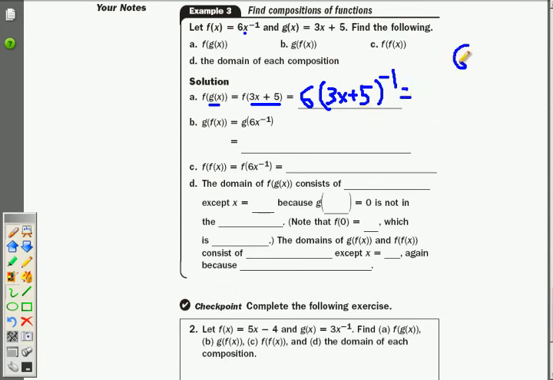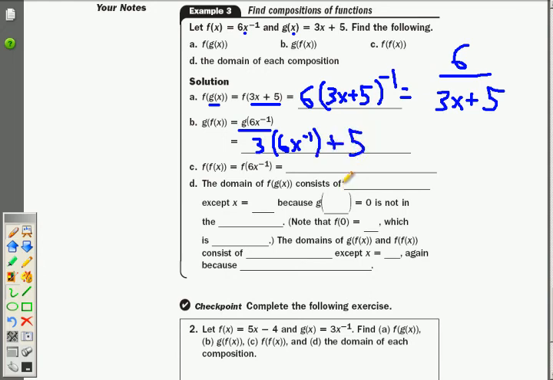Well, what's going to happen with that negative is all that's going to move to the bottom. So it's going to become 6 over 3x plus 5. All right? If I'm finding g of f of x, right here in the g of x, instead of x, I'm going to put 6x to the negative 1, because that's what f of x is. And so what I'm going to have is 3 times 6x to the negative 1 plus 5.